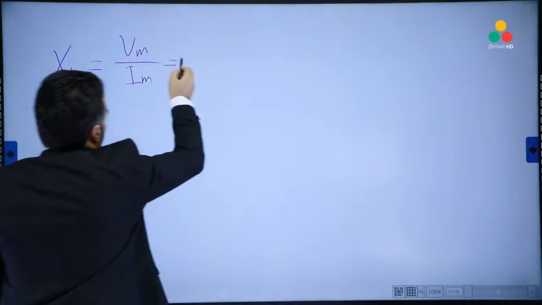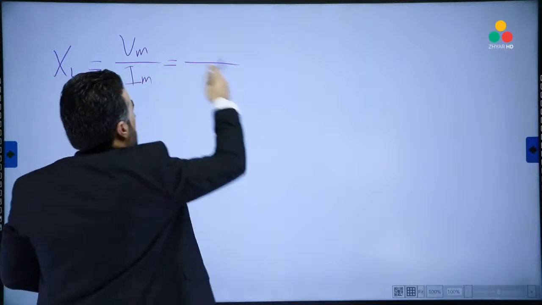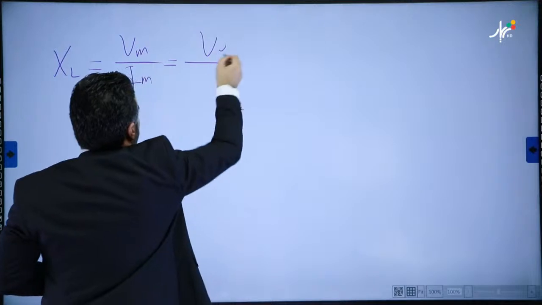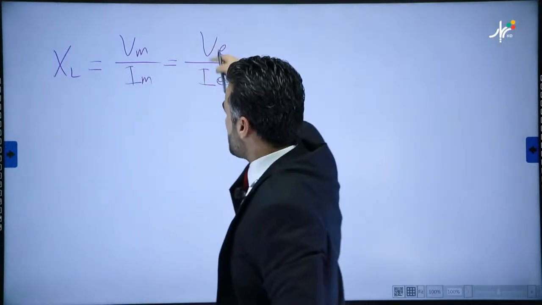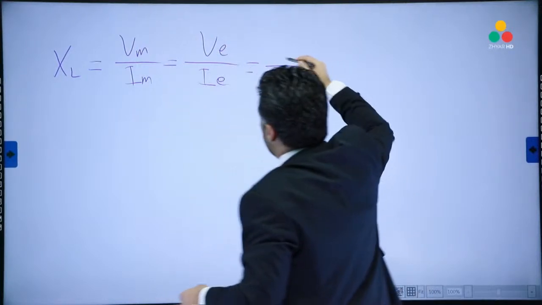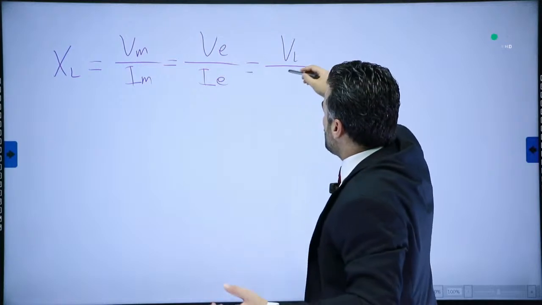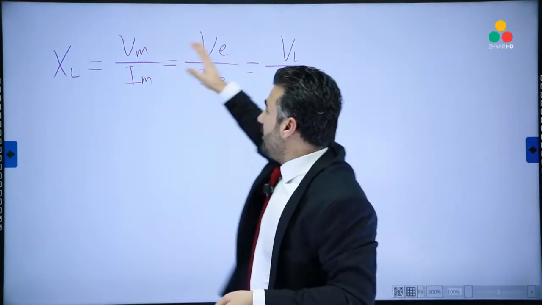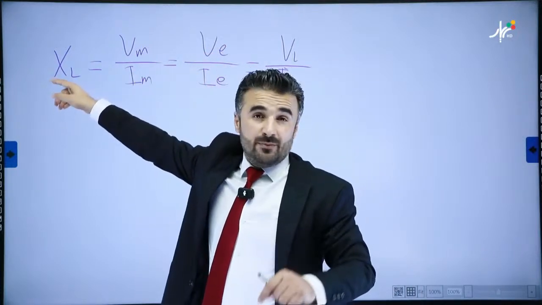All right, watch this. If these values are not maximum, we can use other values to find this as well. Other values like what? We can use V effective with effective current, or you can say V root mean square with root mean square current. If not this, we can use the instantaneous values, that is V sub L and I sub L as well. Whichever values you're given, you can always use them to find the inductive impedance.